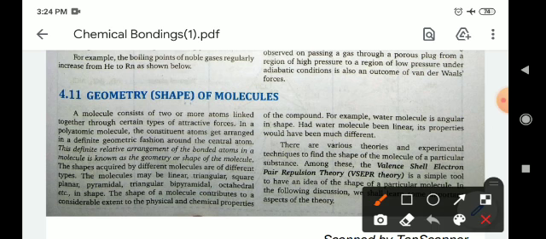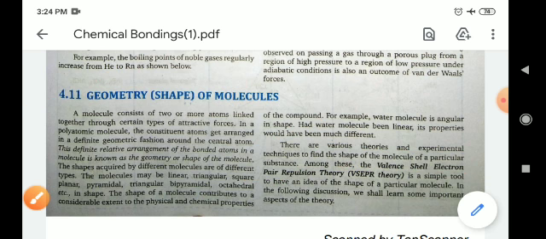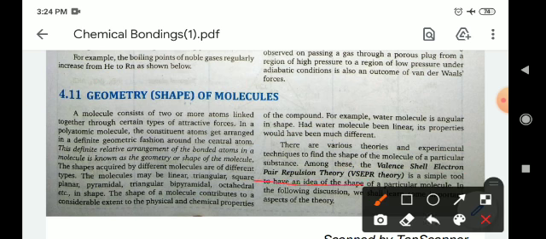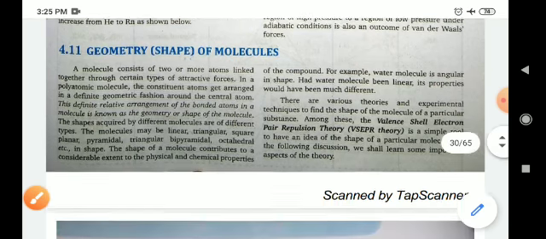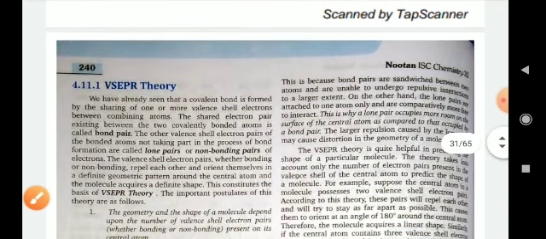In this part we will discuss the geometry, or shape, of molecules. There are various theories given to describe the shape of a molecule. Among these, the valence shell electron pair repulsion theory is a simple tool to get an idea of the shape of a particular molecule.